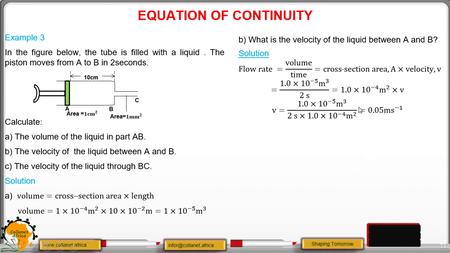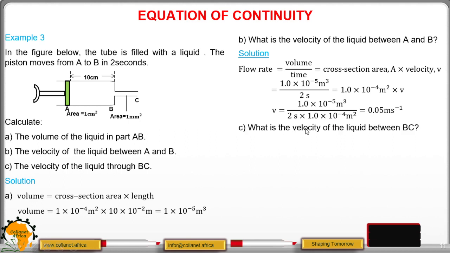So if you divide through by this value, the cross-section area here, you will be left with the velocity, the one we are looking for. So you take this value here, you divide through by this value. It will cancel on this side, and then it will be divided onto this side here, which is this. And then that means that the velocity will be 0.05 meters per second.